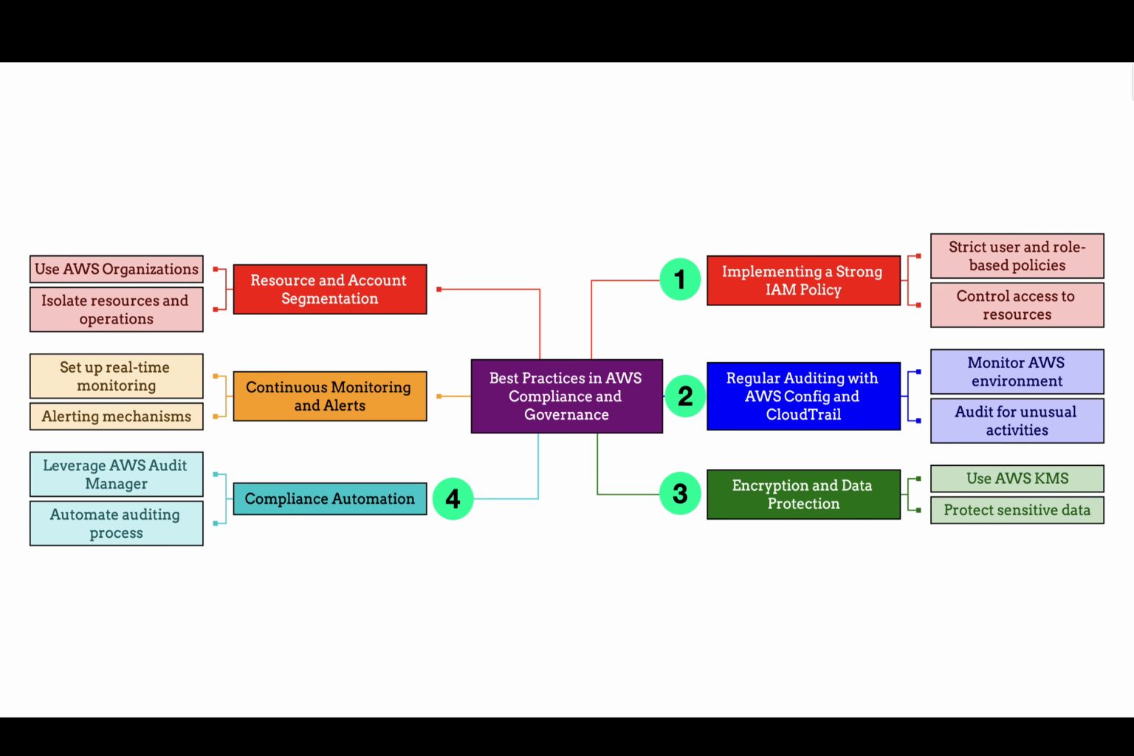4. Compliance automation: leverage AWS Audit Manager and other tools to automate the compliance auditing process. 5. Continuous monitoring and alerts: set up continuous monitoring and alerting mechanisms for real-time awareness of any configuration or compliance changes. 6. Resource and account segmentation: use AWS Organizations for account segmentation, improving security and governance by isolating resources and operations.